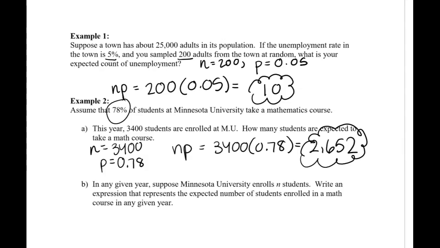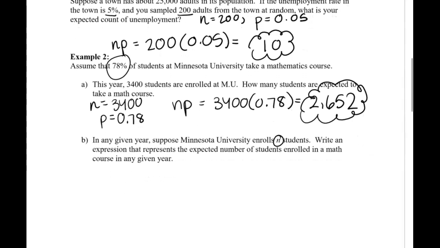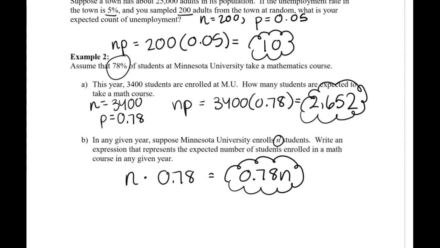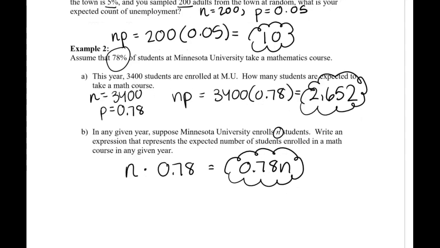In any given year, suppose you're enrolling N students. Write an expression that represents the expected number of students enrolled in a math course. Well, NP, in this case, we don't have an N, we're just leaving it as a variable. P was 0.78, so if you write this a little more properly, you have 0.78 N. So however many students there are, you'd multiply by 0.78 to find the expected number of students enrolled in a math course.